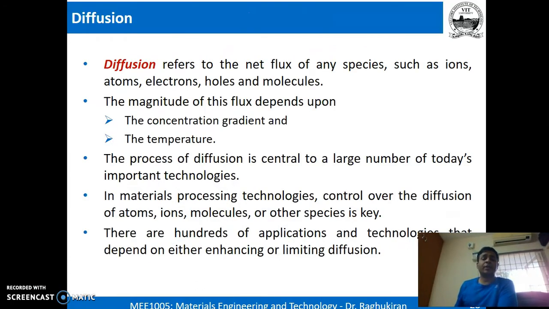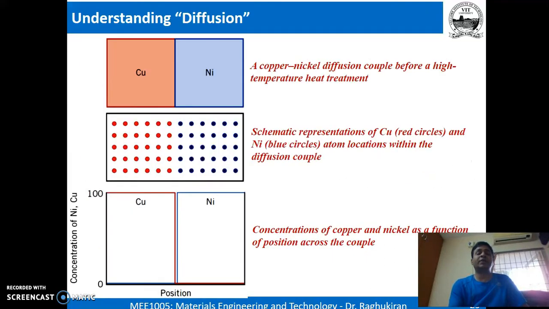To start with, you can understand diffusion to be the net flux, a movement from one place to the other, of any species such as atoms, ions, electrons, and so on. The two important things that govern the magnitude of flux are the concentration gradient and the temperature. Before we see how to model or quantify diffusion in the material, let us quickly visit a small example to help you understand how diffusion might take place.